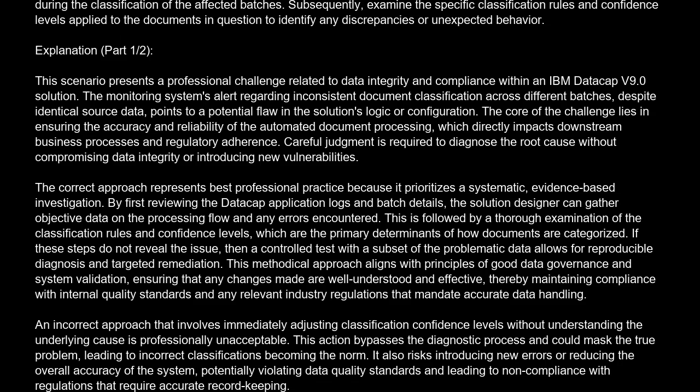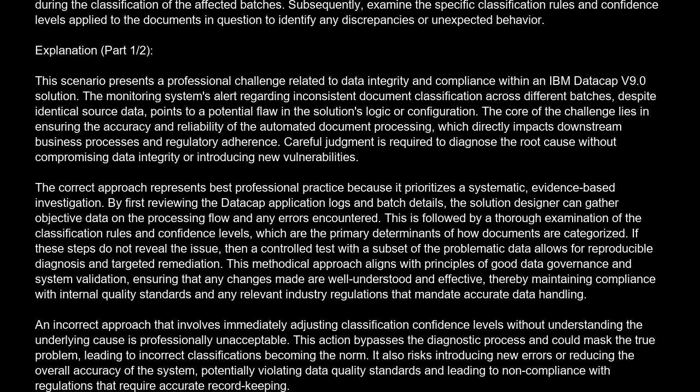Correct answer is D. Review the Datacap application logs and batch details for any error messages or processing anomalies that occurred during the classification of the affected batches. Subsequently, examine the specific classification rules and confidence levels applied to the documents in question to identify any discrepancies or unexpected behavior.